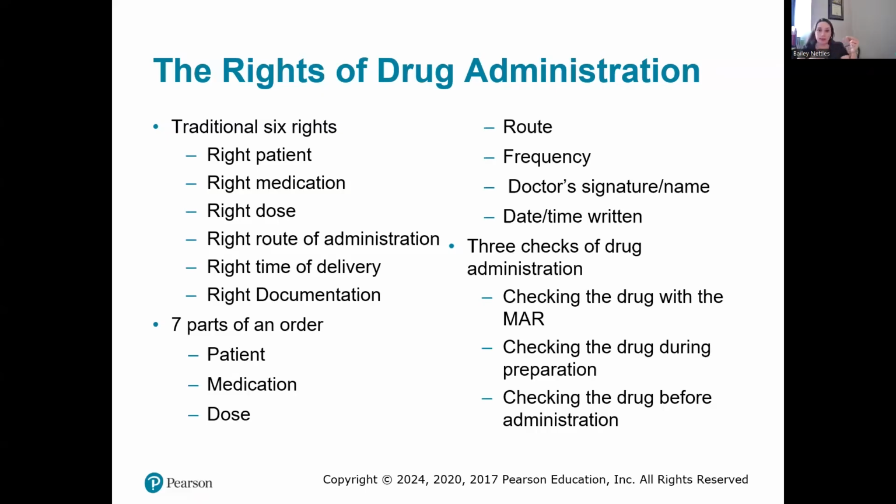Let's say I'm drawing up my medication. When I draw it up or if I'm looking at it and I'm preparing it, I'm making sure that this 10 milligram tablet is the one I'm supposed to give. Because what if I have a 10 milligram tablet and they're supposed to get 5? I might need to half it, right? And then before I give it, I check it again, right? I'm checking the patient and I'm checking my MAR.